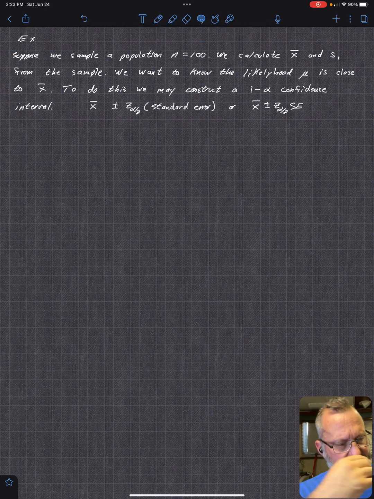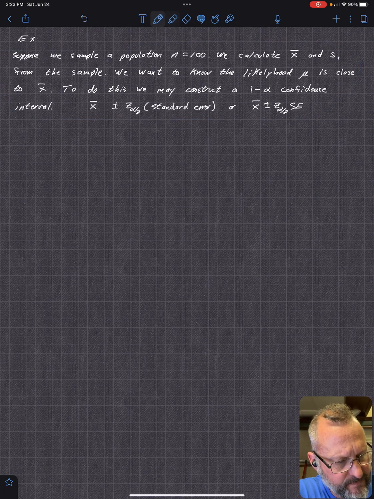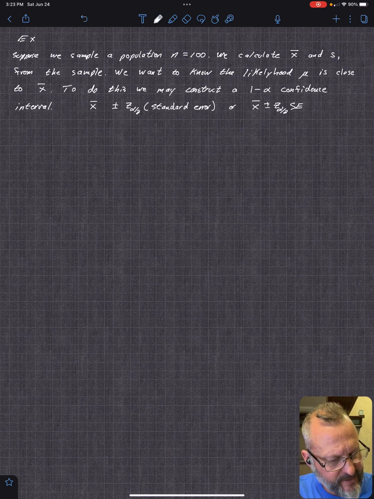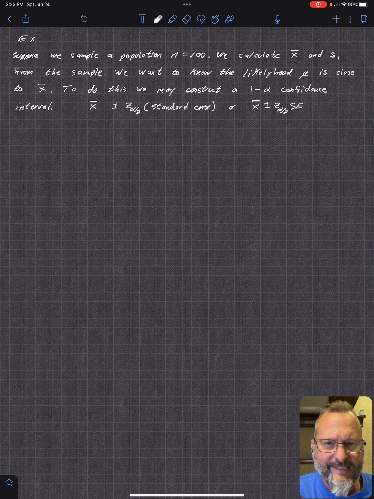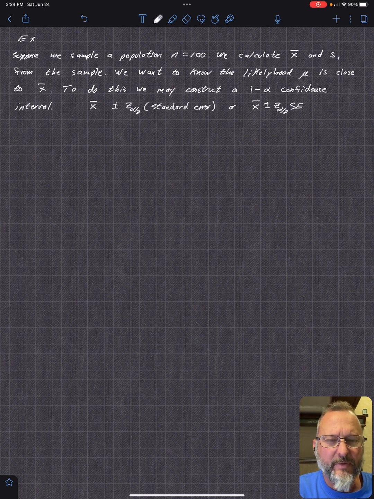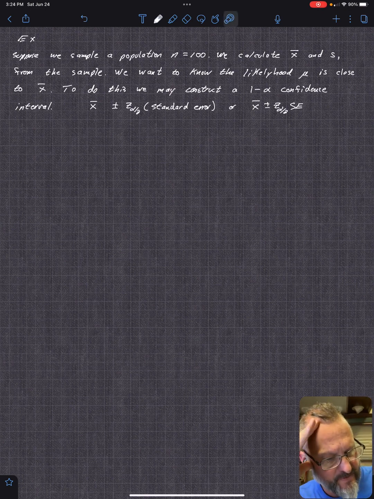All right, suppose we have a sampled population of n equals 100. We calculate x bar and s from that sample. Easy enough. From the sample, we want to know the likelihood mu is close to x bar. That's the idea. To do this, we construct a confidence interval. They call them 1 minus alpha confidence intervals. Okay, and this is how you do it.